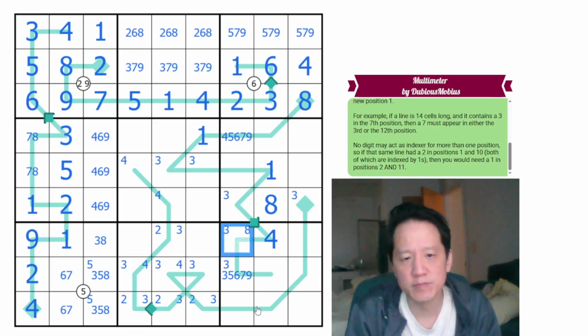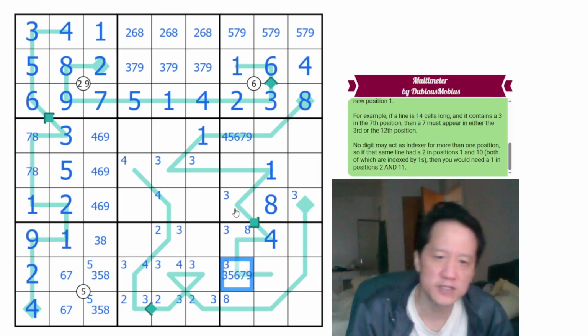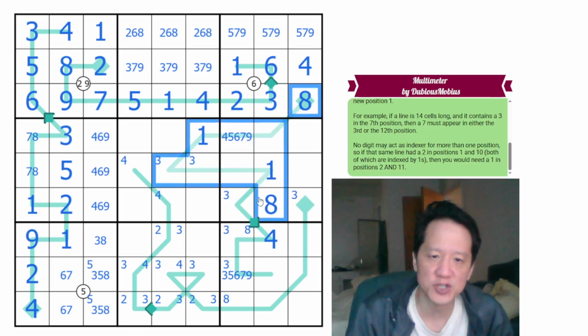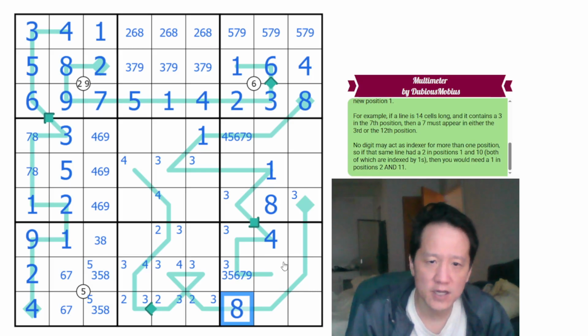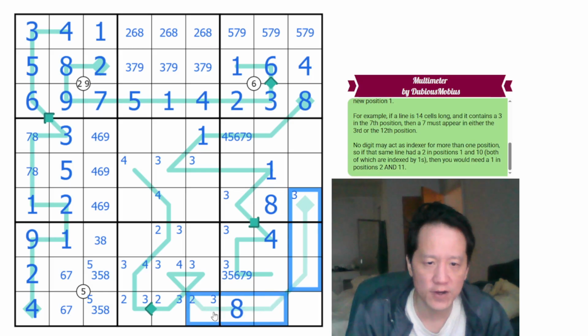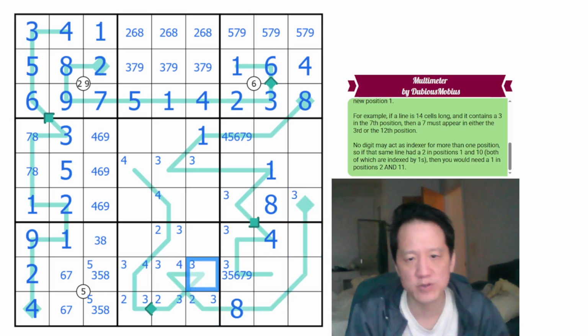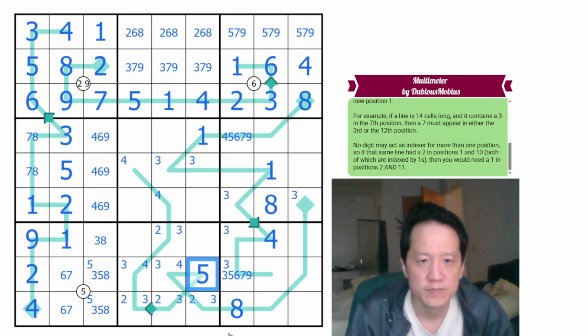Therefore, 8 must be one of these two cells, and this can't be 8 because, again, we have only one 8th position to index, so this can't be 8, which means the only possibility then for 8 has to be here. So this is an 8, and this is in the 1, 2, 3, 4, 5th spot. So in the 8th spot, 1, 2, 3, 4, 5, 6, 7, 8, there has to be a 5. So this is 5.